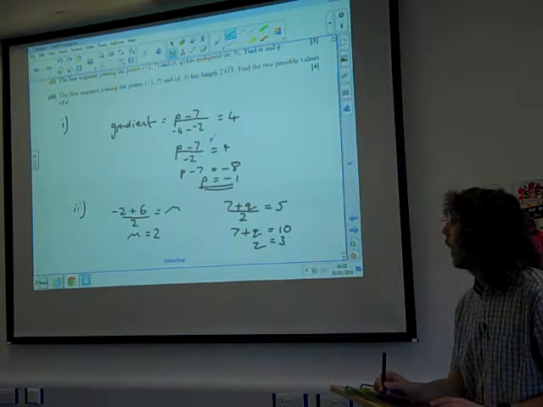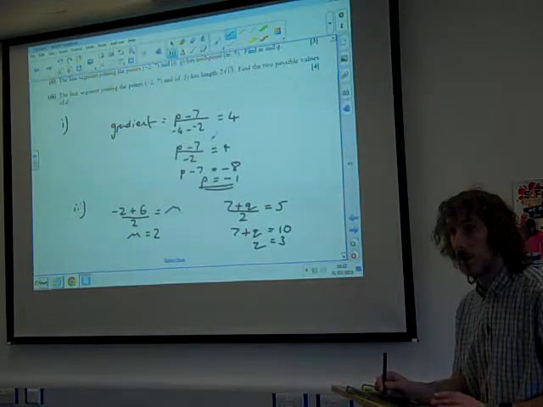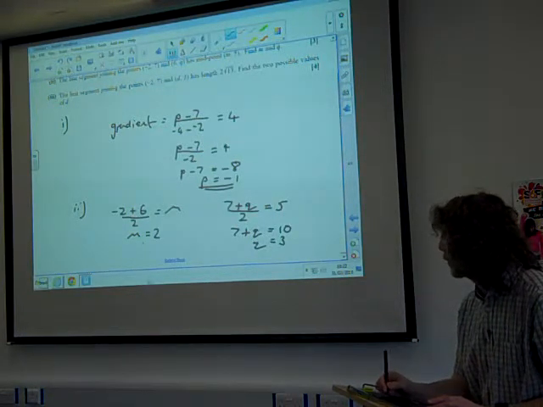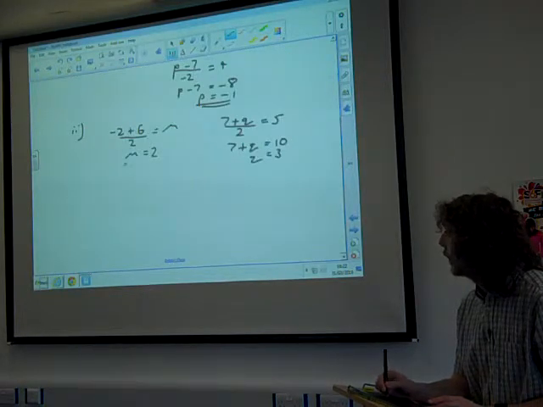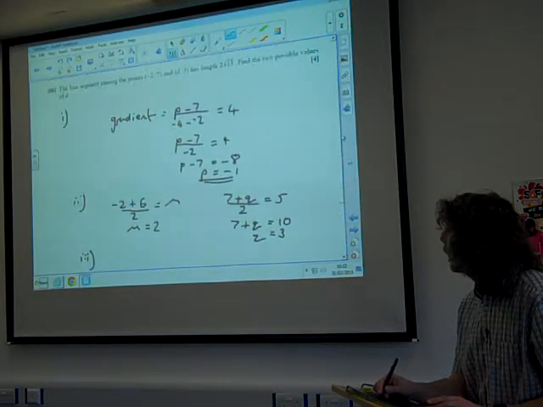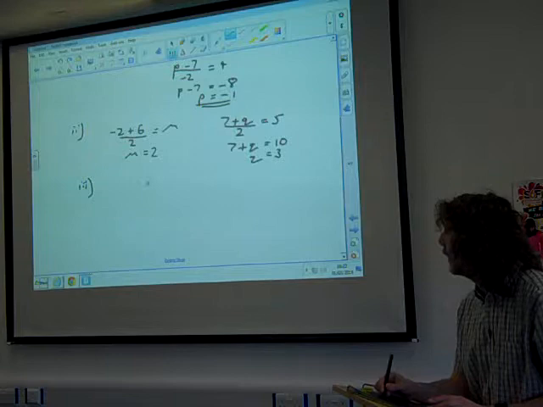Okay, and then use the length of the line formula, the Pythagoras thing. I think that's a pretty good idea. I reckon this is the way they intended you to do this, but I think there's another way of doing this question. So (-2, 7) and (D, 3).